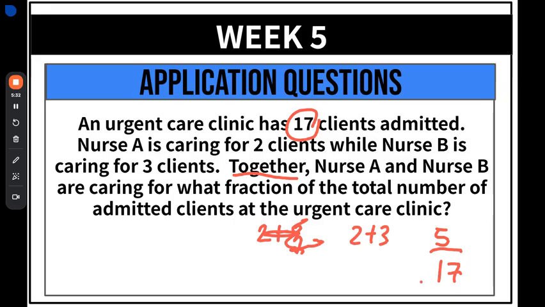And we see that this is in simplest form because 5 is a prime number and 17 cannot be divided by 5. So together they are caring for 5/17 of the total patients at the clinic.